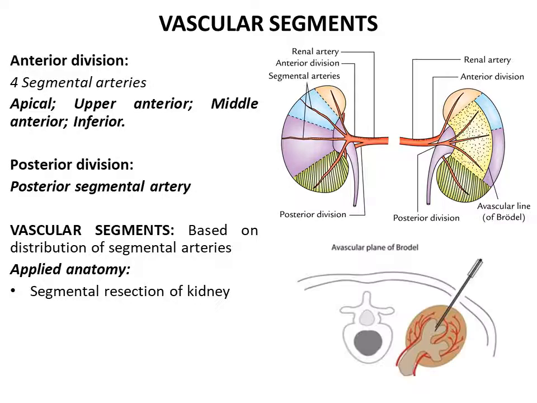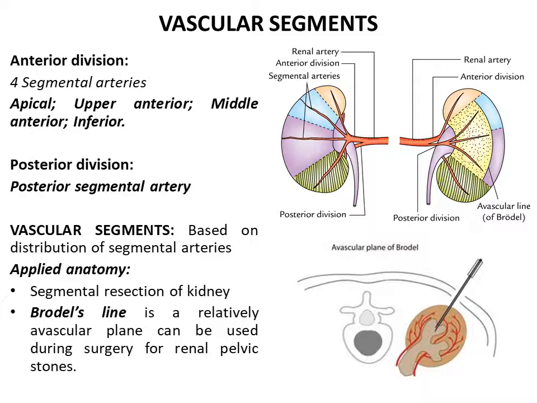This is known as Brodel's line. It is a relatively avascular plane which can be used during surgery by the surgeon to explore along this line for renal stones without any significant hemorrhage. However, it is a relatively avascular plane, not strictly avascular, because tributaries of the renal veins do communicate across this line.